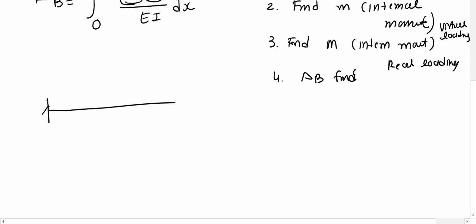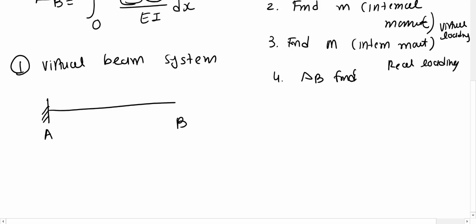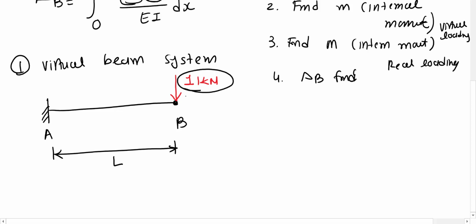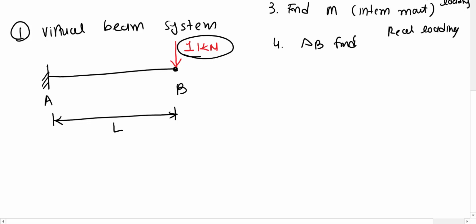So if you have this beam, first we're going to draw the virtual beam system. In that virtual beam system, it's very simple. We just remove all the loadings from the beam, and we put one virtual load where we want to find the deflection. Let's say 1 kilonewton is the virtual load at length L. The main aim of this virtual work method is that we apply this virtual load where we'd like to find the deflection.